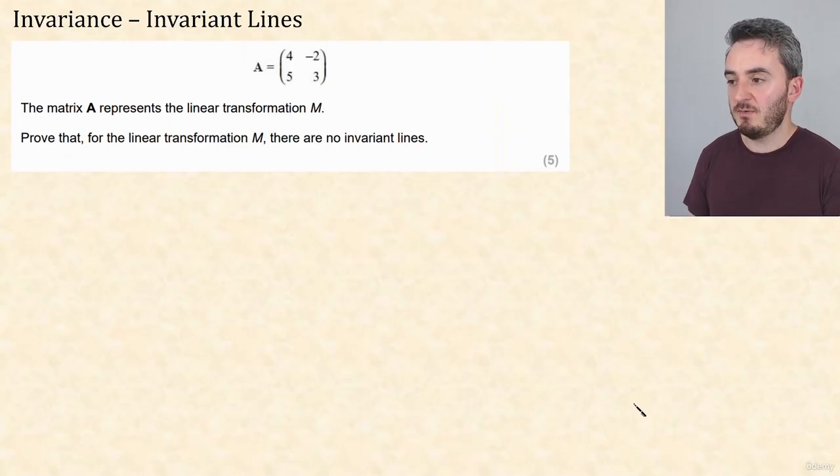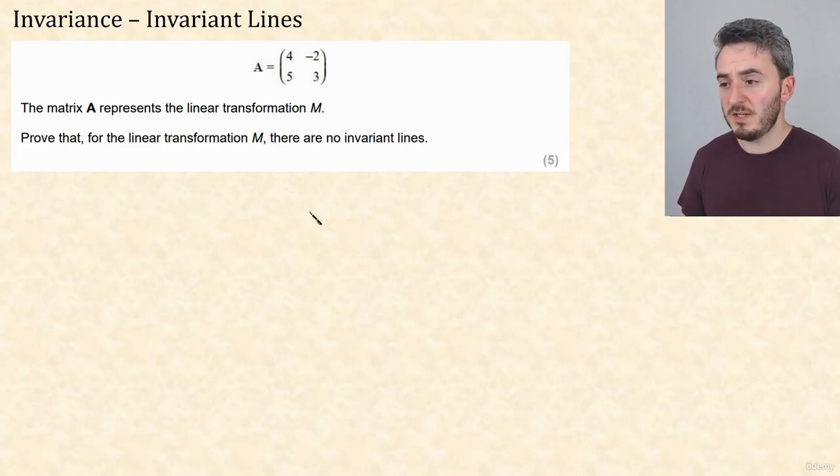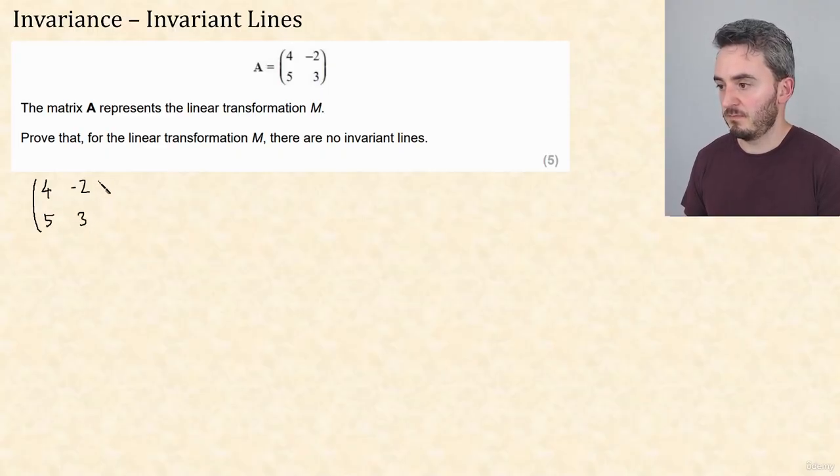Okay, matrix A represents the linear transformation M. Prove that for the linear transformation M, there are no invariant lines. So what we do here is we try to find an invariant line and show that we don't get any consistent results. It's very similar to what we did in the previous video. We say, suppose that there were an invariant line. So that invariant line, let's say, is y equals mx plus c.